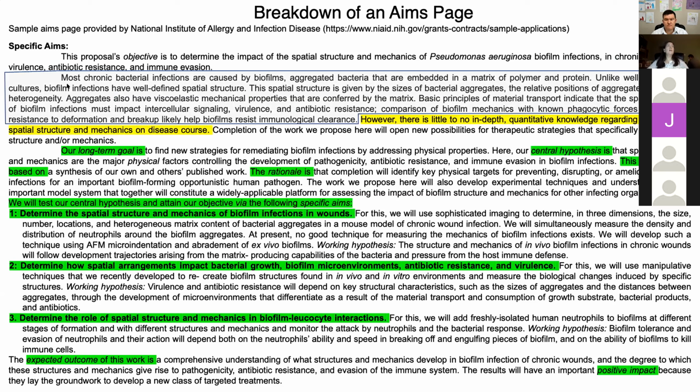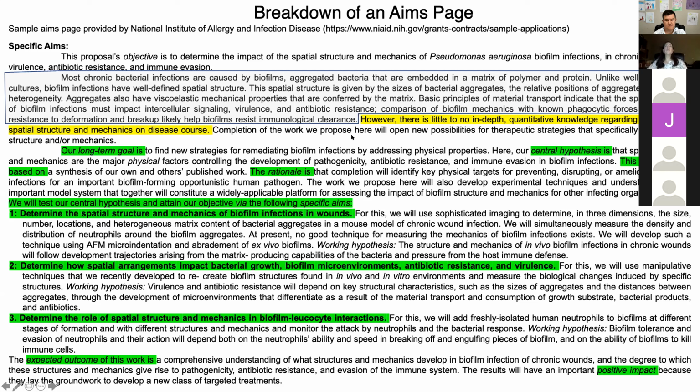So what I have done in this is to highlight the background information. Something that she did in her proposal is to add kind of an overall objectives sentence at the beginning. I don't see that very commonly, but you're welcome to do that if you want to. But you can see she has a nice amount of background information, starting with the big picture on biofilms and bacterial infection. She then narrows down into the gap in the field, which is here in yellow, with little or no in-depth quantitative knowledge regarding the impact of spatial structure mechanism on disease course. So there's the little to no information. That's what you're looking for.